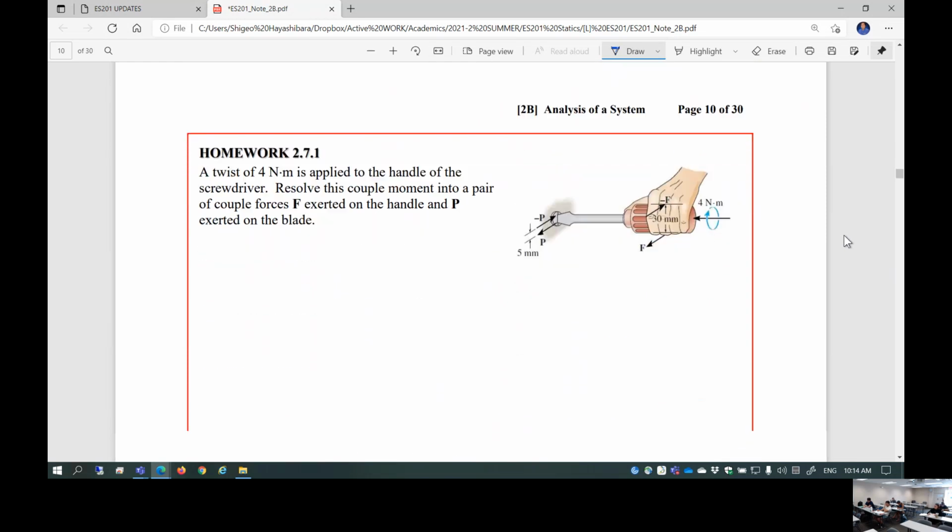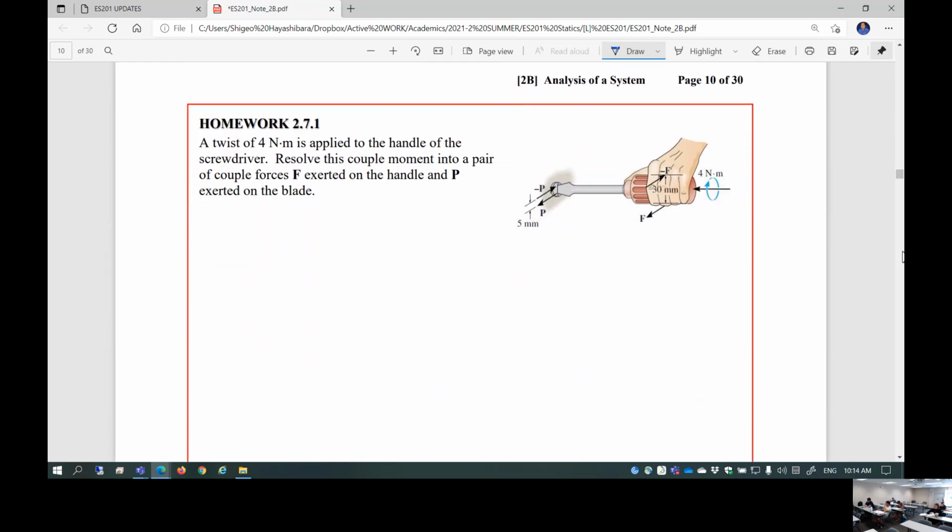What is a good example actually? This is a good example. A twist of 4 Newton meter is applied to the handle of the screwdriver. Resolve this couple moment. This is a couple moment because you're going to twist it. Actually, this is the origin of torque. You're going to create the torque by applying couple forces. The torque is a free moment.